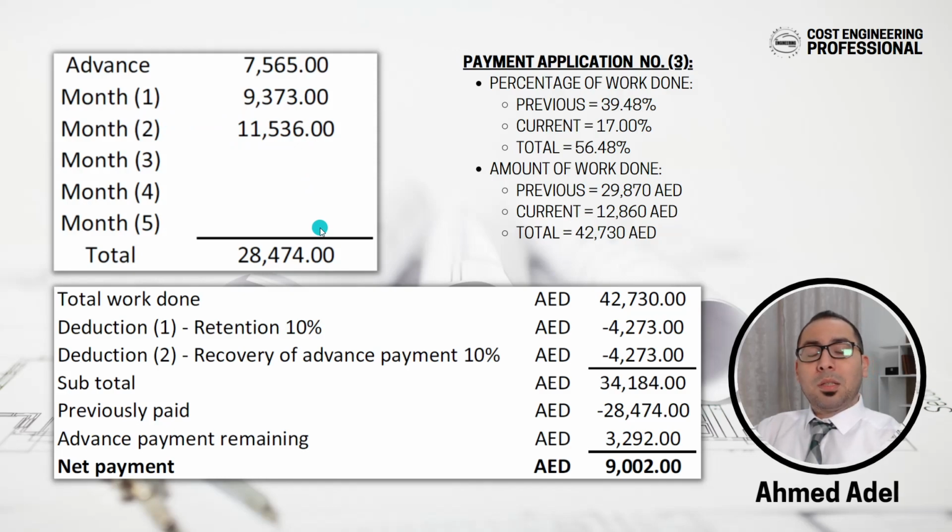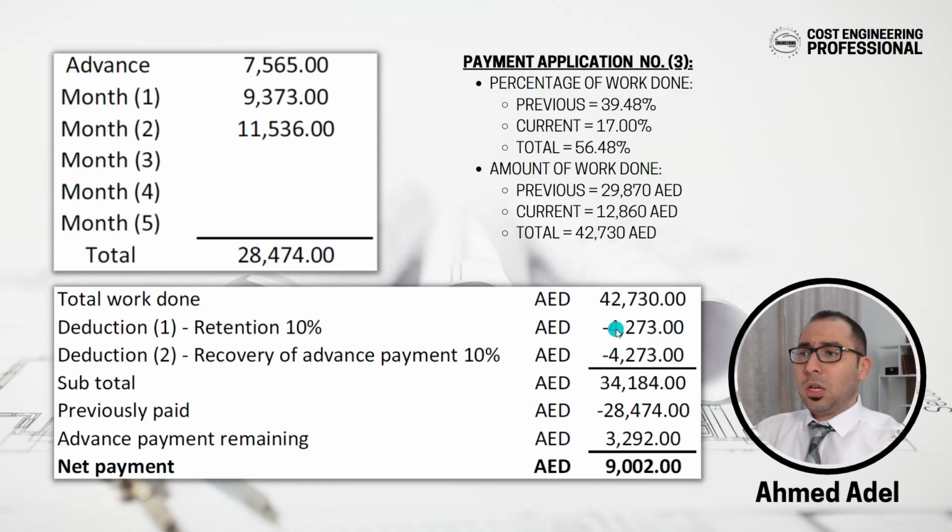So again, let's start with the previously paid. We paid the advance and we paid month number 1 and we paid month number 2. I understand that it looks repetitive, so don't leave the video, because the statement at completion and the final account are very important aspects of this video. So previously paid so far, advance, month 1, month 2, is 28,000. What is the total work done until the end of month number 3? As we can see, 42,000. So the 42,000 will come here, total work done.